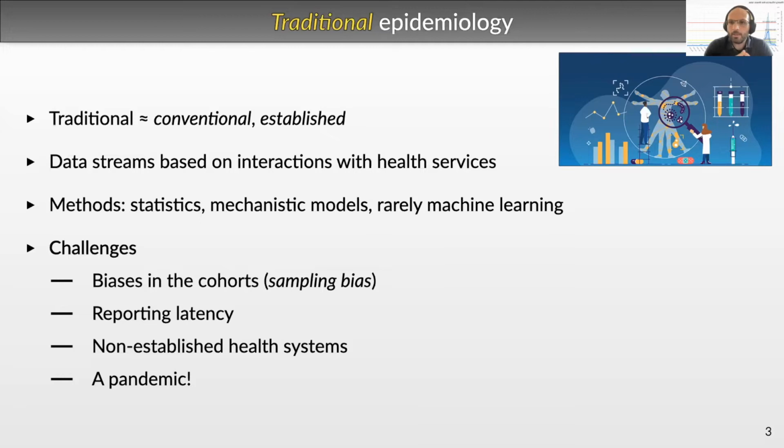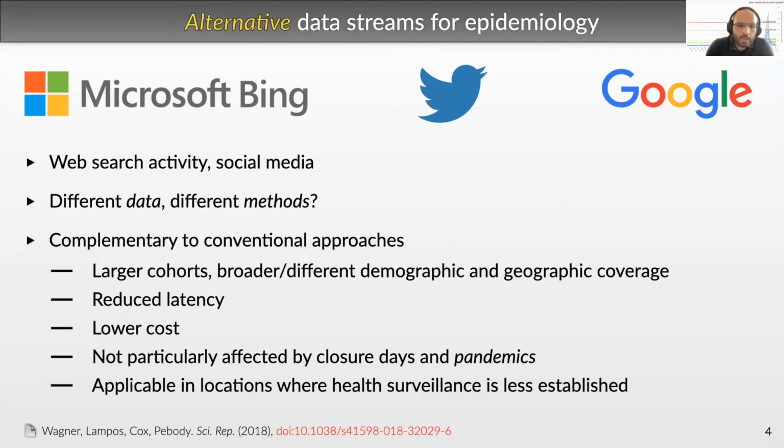So if we add a pandemic into that equation, whereby people were not encouraged to visit their GP, you can understand that these systems can be severely impacted. And what happens when no established health system exists to gather this information at all? So in our research, we use online user activity, web searches, and social media as an alternative source of information for epidemiology. That way, we get to access larger or different parts of the population. And this provides a complementary snapshot to what conventional approaches can offer.